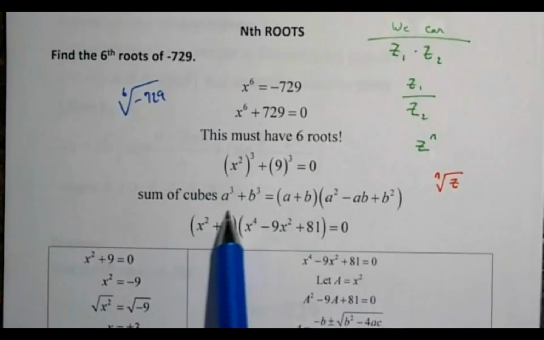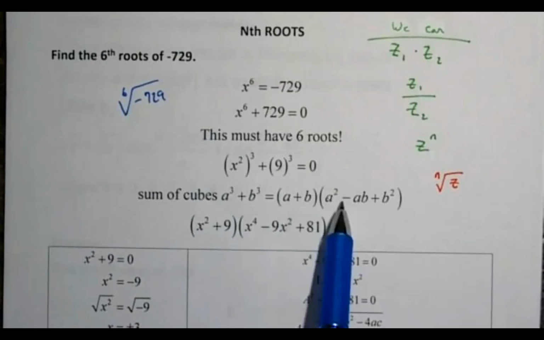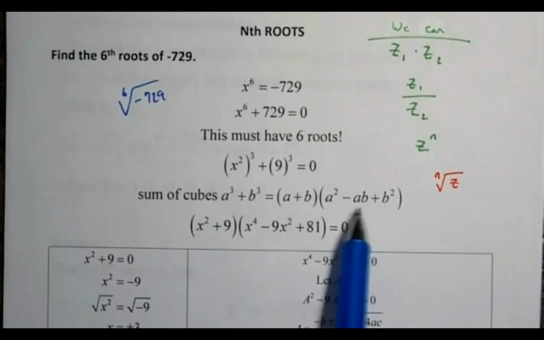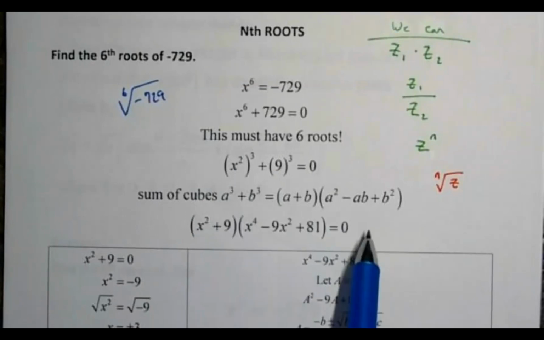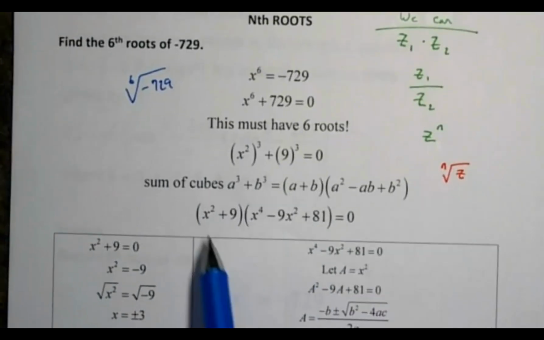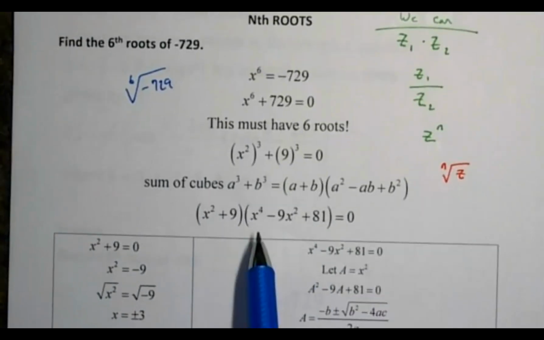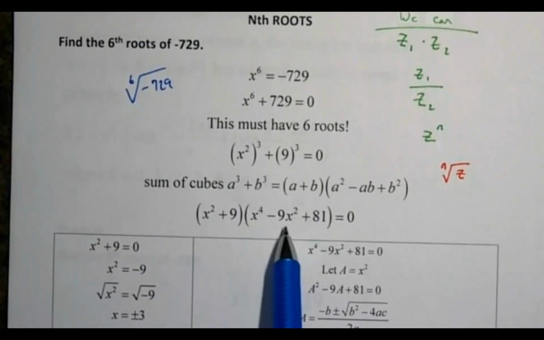So the sum of cubes, if you factor that out, remember it's a cubed plus b cubed, and we do same, opposite, always positive. We put in the signs first. Then we'll have a plus b, and then a squared minus ab plus b squared. So this factors out to x squared plus 9 times the quantity x to the fourth minus 9x squared plus 81.